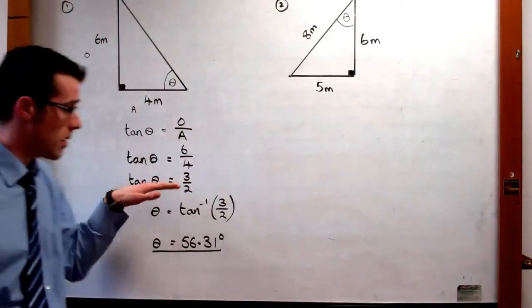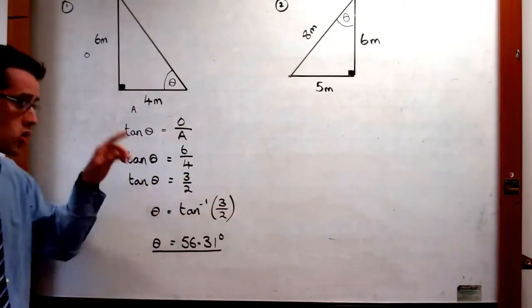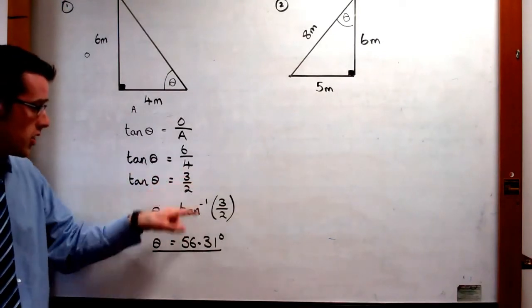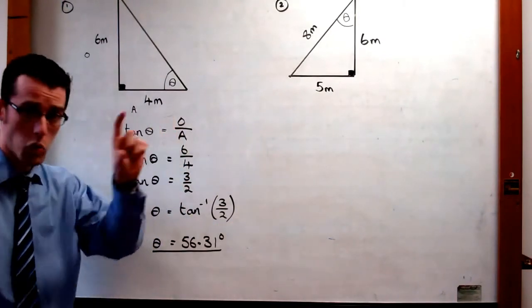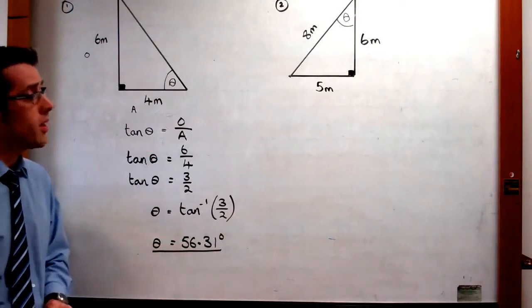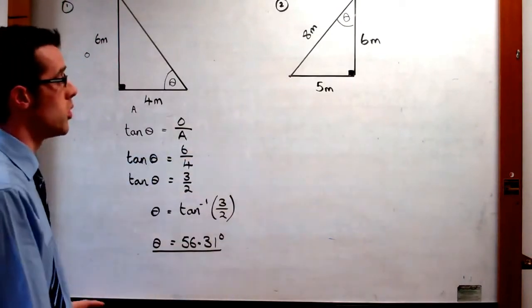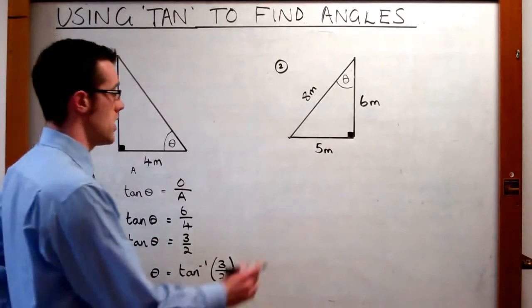So down to here it's quite simple. Then we get to this point and we use the shift button, so we press shift tan 3 over 2, and this should come up in our calculator at the little top line, and then that's the answer that we get.